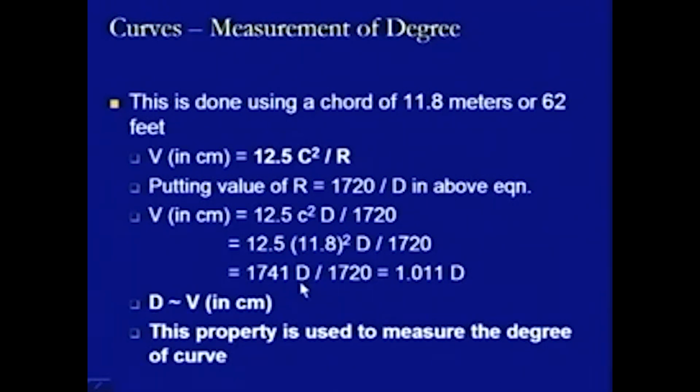So, in the field if we have any curve and we have to find out what is the degree of this curve, then what we can do is we will take a chord of 11.8 meters and we just put 11.8 meters from one side to the other side on that curve, and from the center of this chord find out the distance to the circular curve, and this value of the distance to the circular curve will define the degree of that curve, and this is how we can compute or measure the degree of curve in the field.